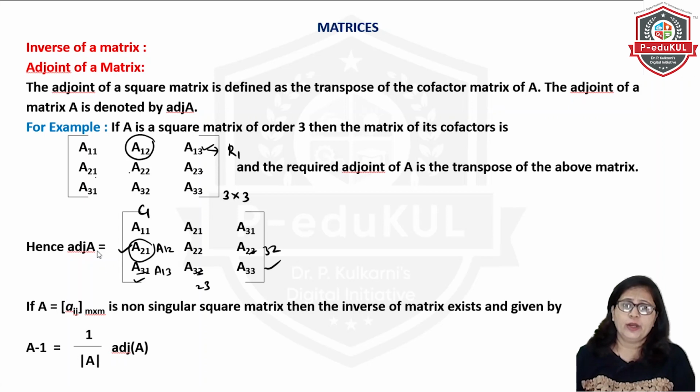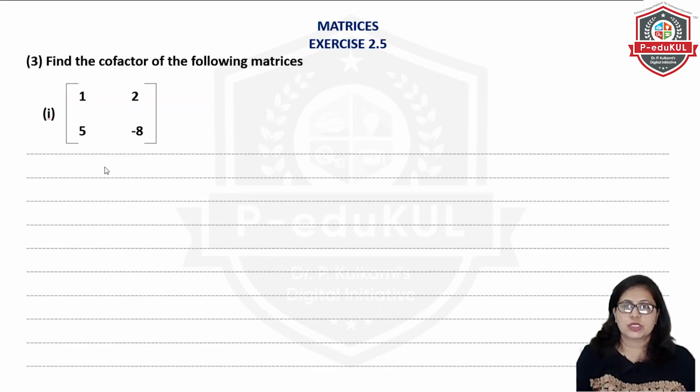Now why do we need all this? Because we are finding the inverse of this. So here A inverse is nothing but adjoint of A divided by determinant of A. Okay, तो ये determinant of A अगर 0 नहीं आया, then only we can find out first of all the inverse. Okay, तो आइए चलते हैं exercise 2.5 के questions कर लेते हैं.